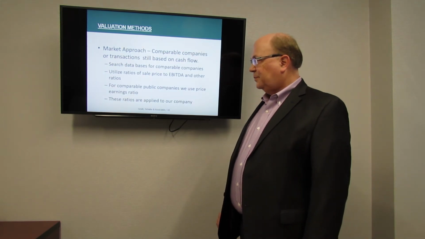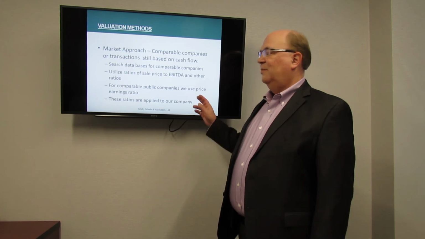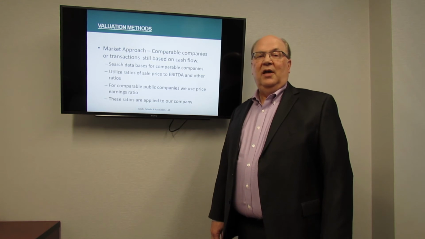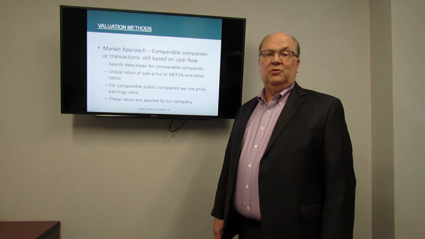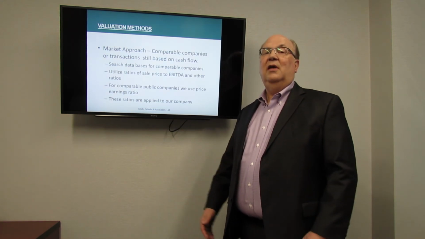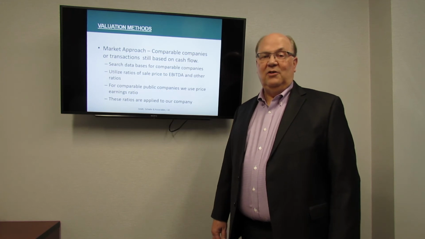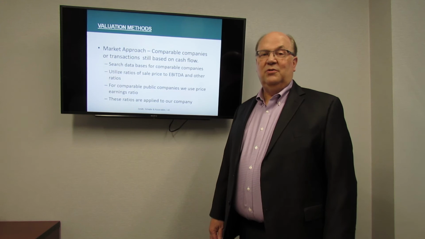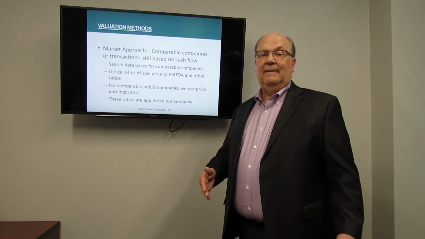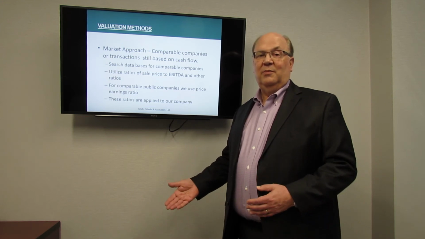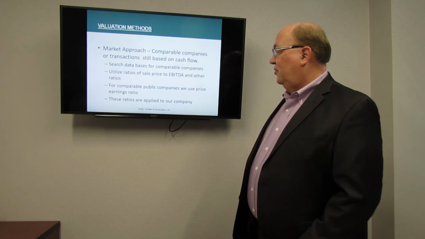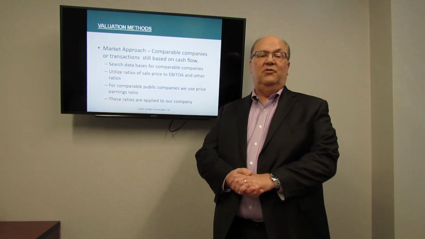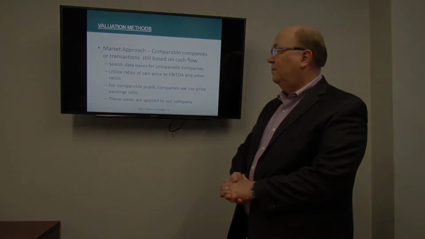For comparable public companies, we also have a database, and we can go find public companies and compare their price earnings ratios to the company we're valuing and come up with a value that way by taking the public company's price earnings ratio and calculating based on our company's cash flow. So these ratios are all applied to our company. We can compare all these ratios and come up with a value.